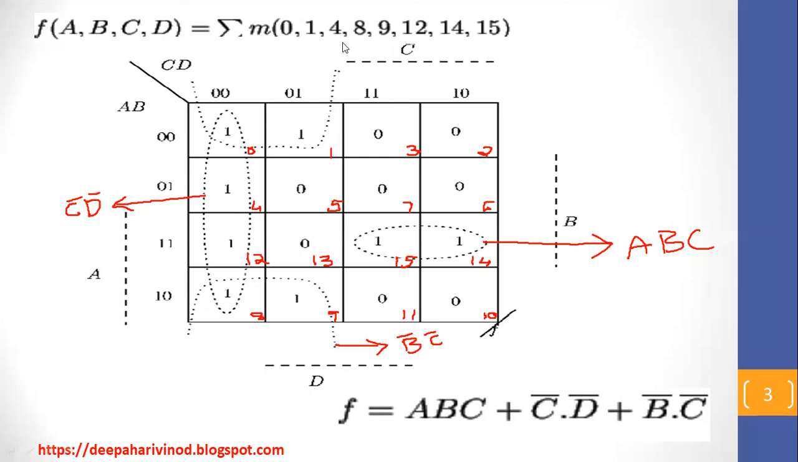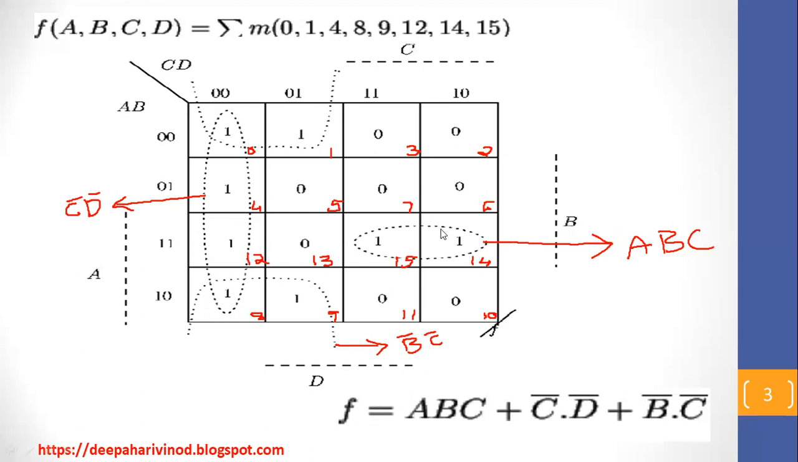So how to get that? See, check this row and this row. What is common over here? That is B bar is common. This column and this column, C bar is common. So for this group it is B bar, C bar.